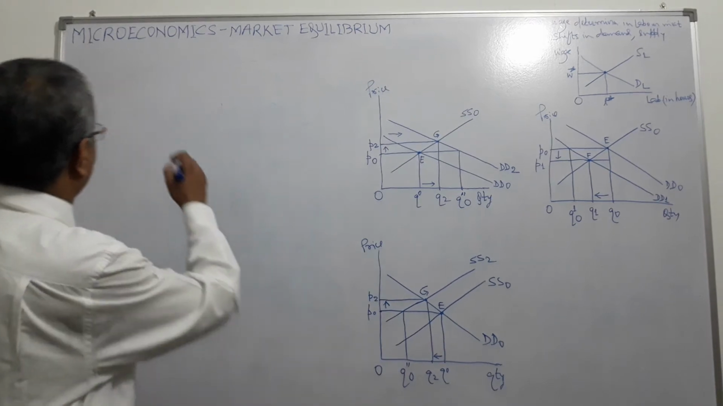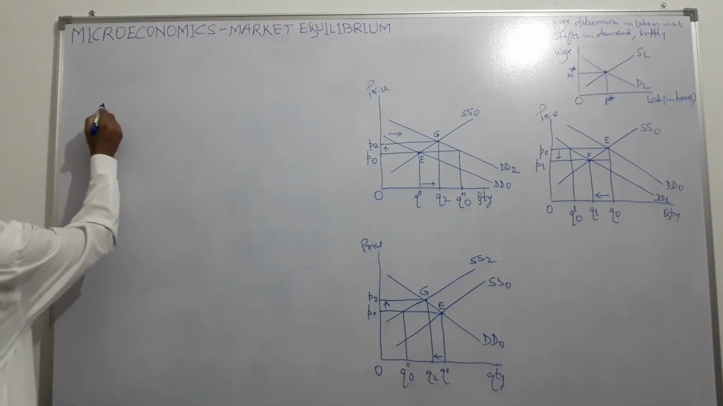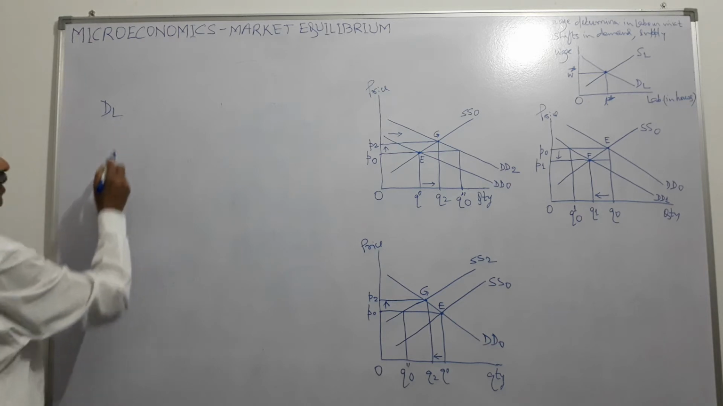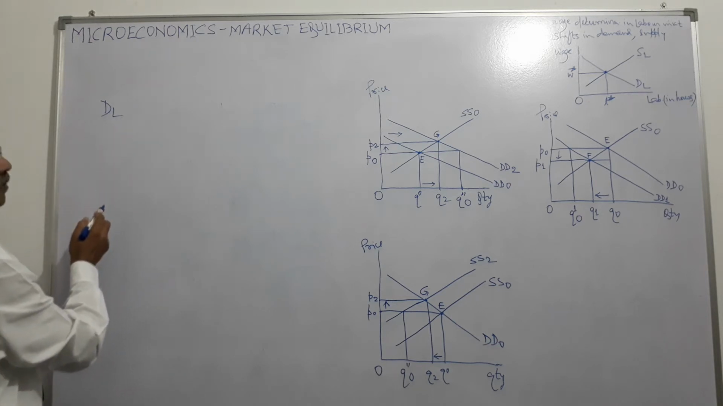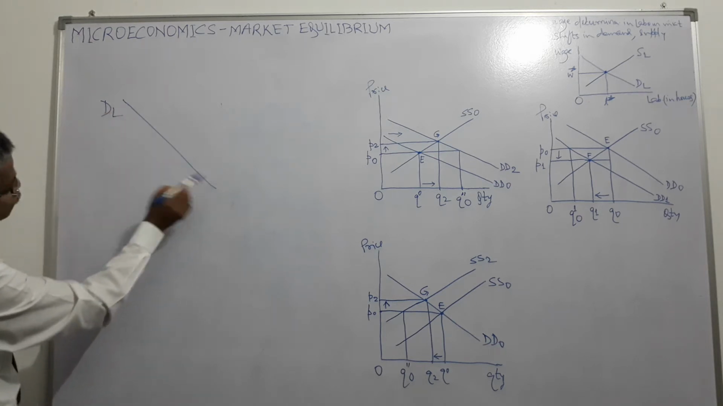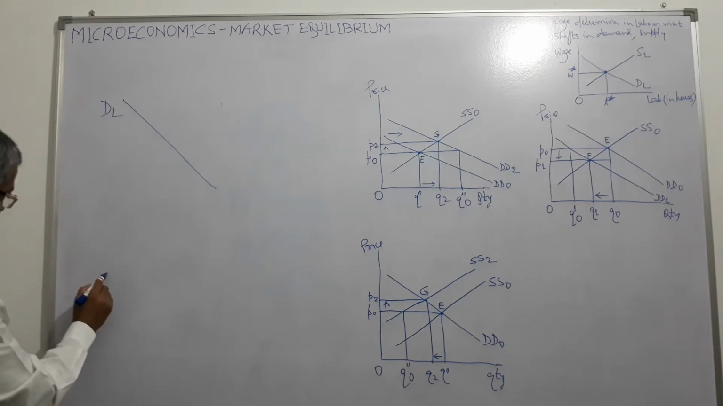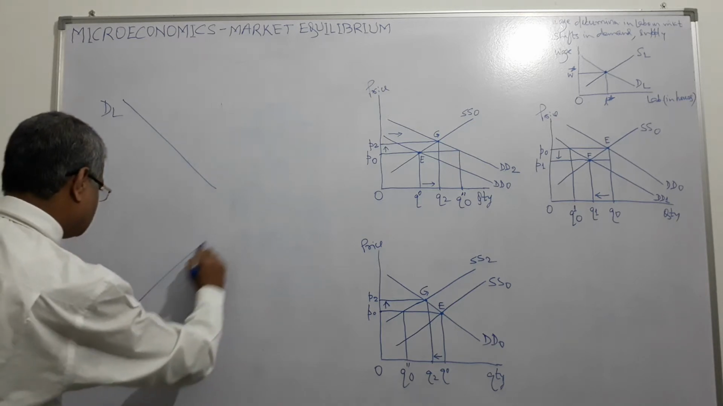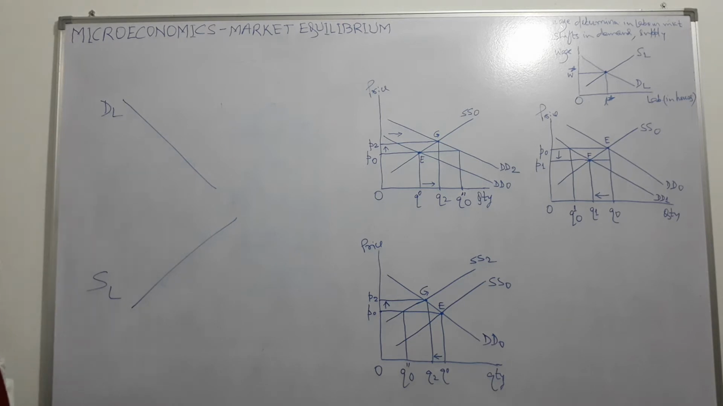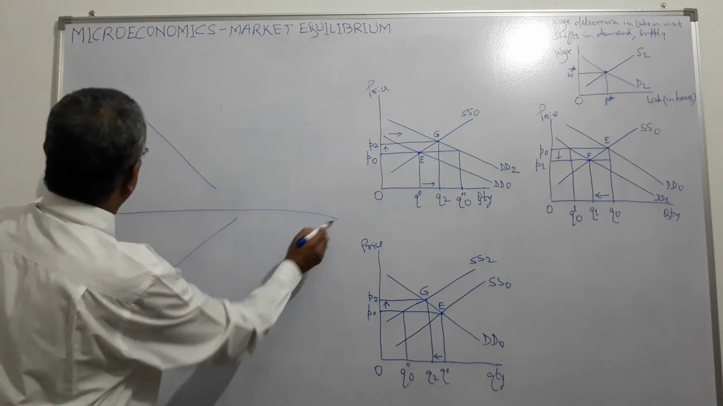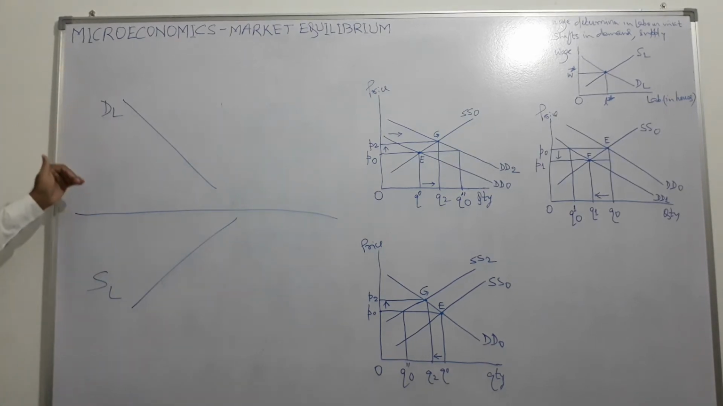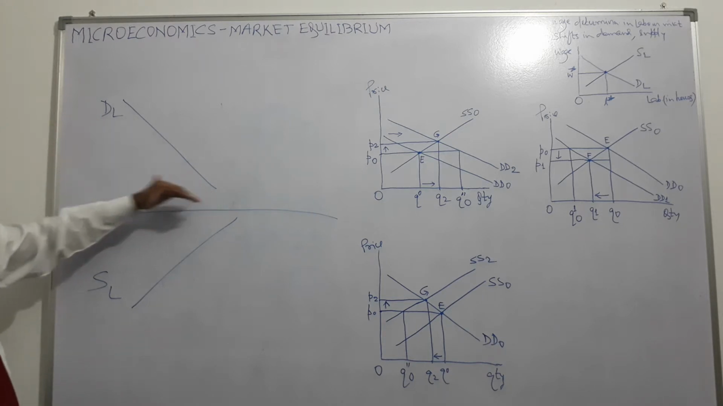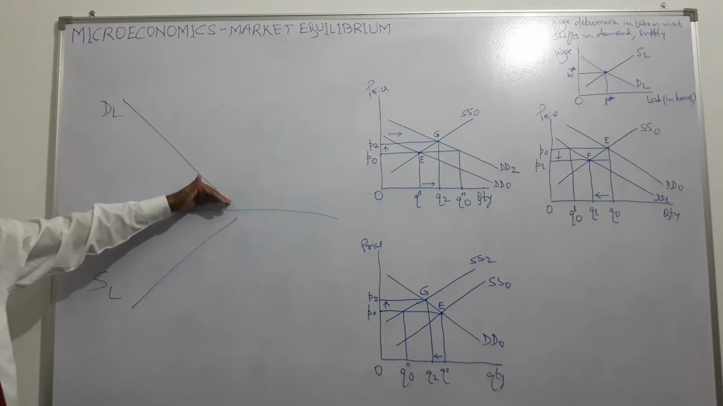One thing we know, demand for labor is a downward sloping curve, right? Supply of labor is an upward sloping curve, right? Supply of labor is upward sloping because as the wage rate increases, the quantity supplied by labor increases.